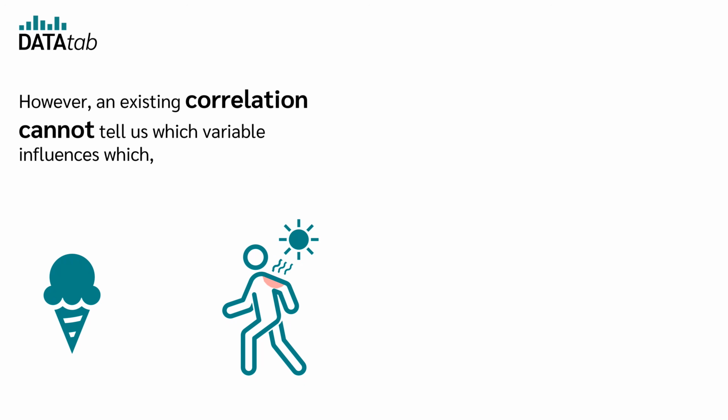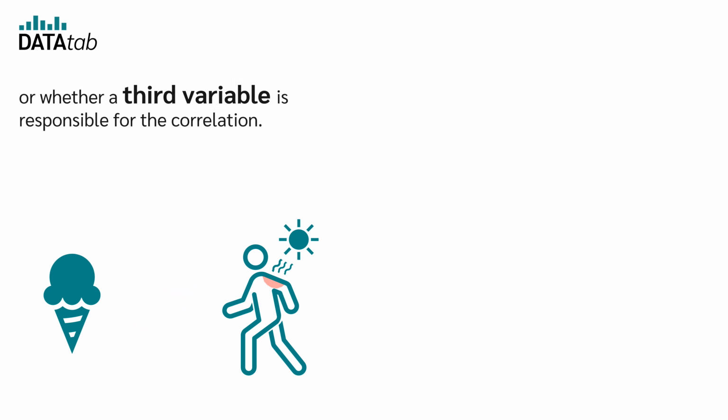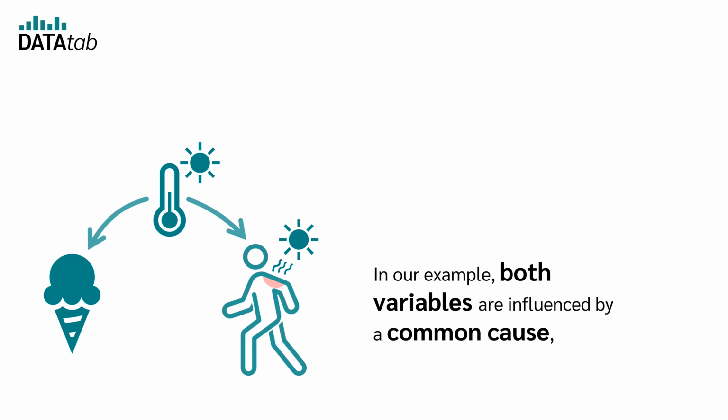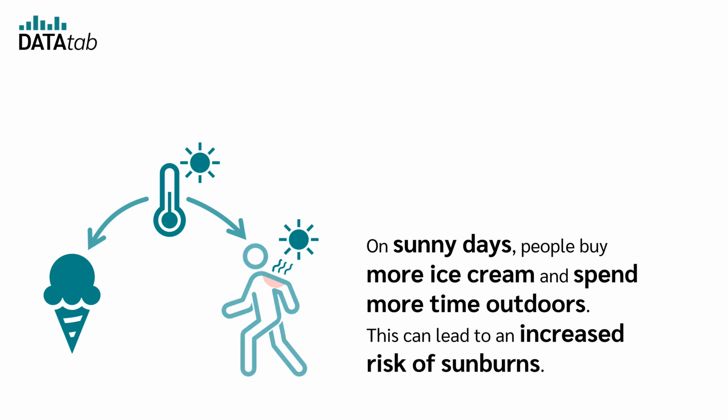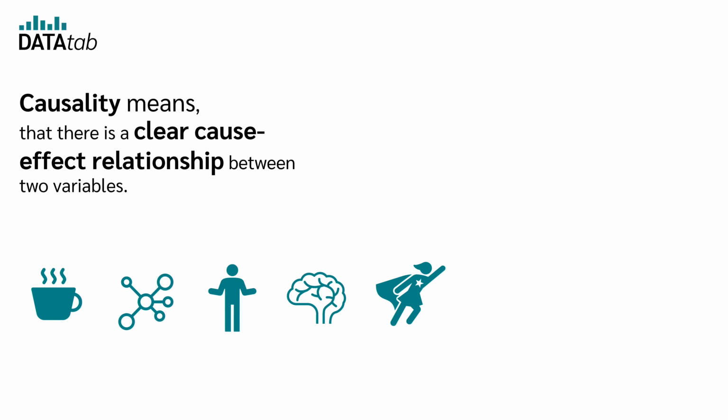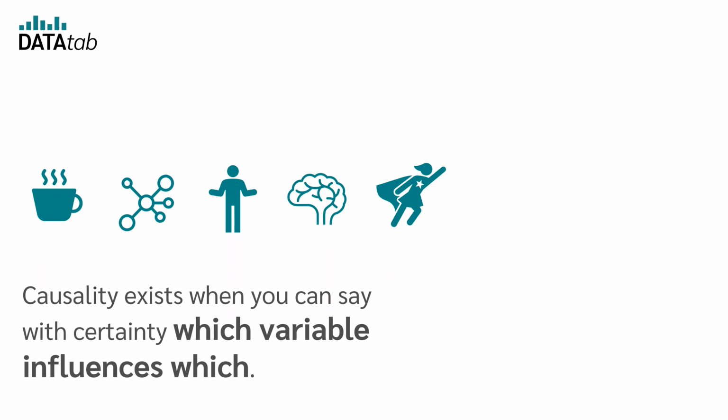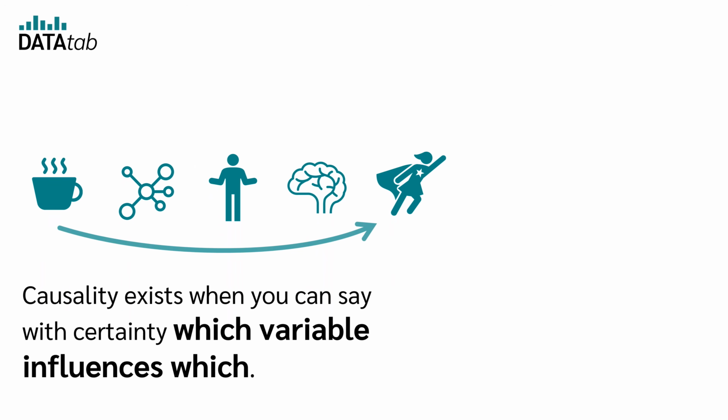However, an existing correlation cannot tell us which variable influences which, or whether a third variable is responsible for the correlation. In our example, both variables are influenced by a common cause, namely sunny weather. On sunny days, people buy more ice cream and spend more time outdoors. This can lead to an increased risk of sunburns. Causality means that there is a clear cause-effect relationship between two variables. Causality exists when you can say with certainty which variable influences which.